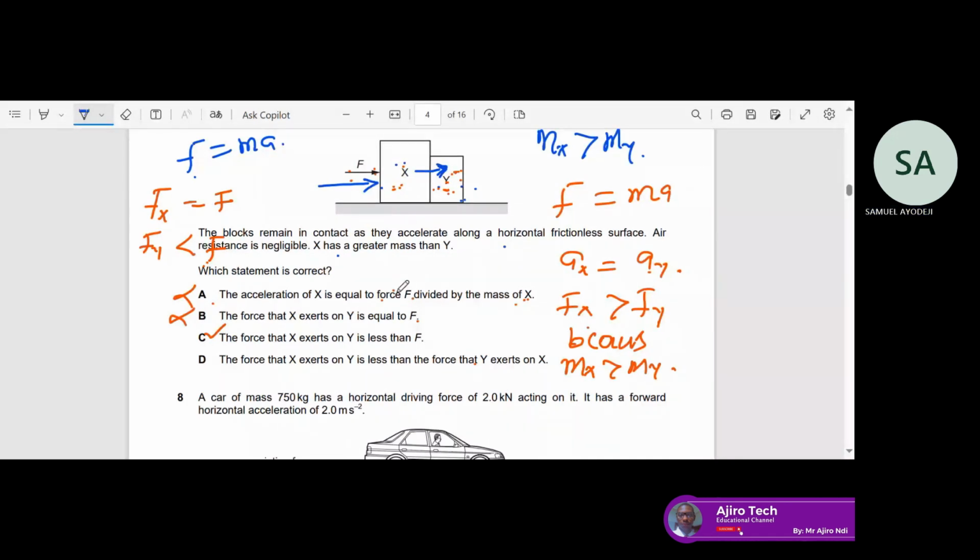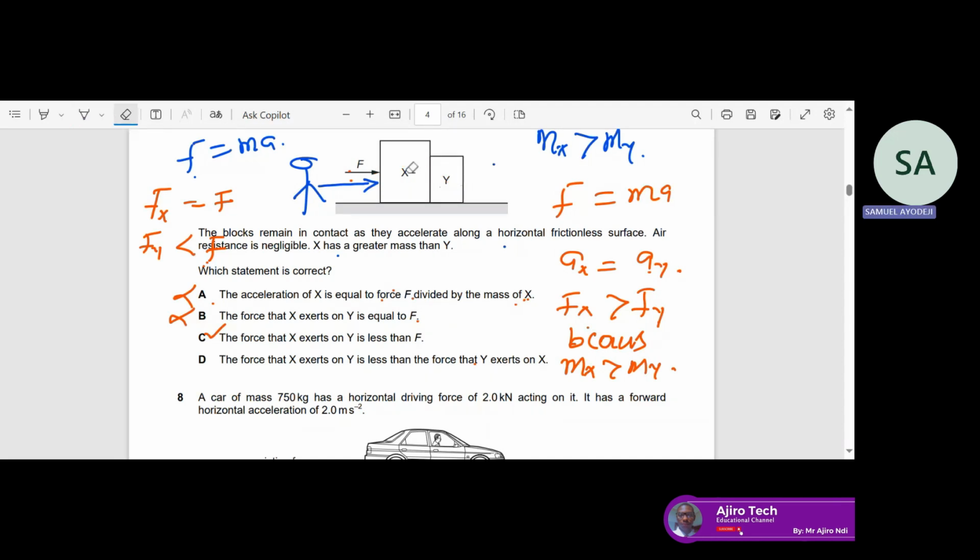Let's say someone says that the force that X exerts on Y is less than F. I don't understand that part. The force that X exerts on Y is the force on Y.